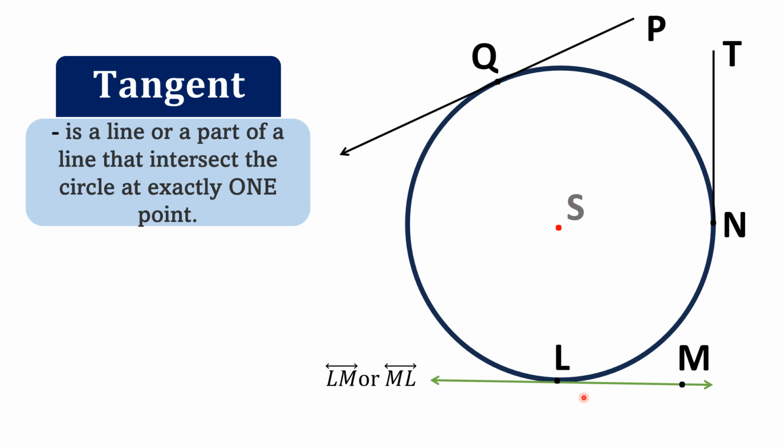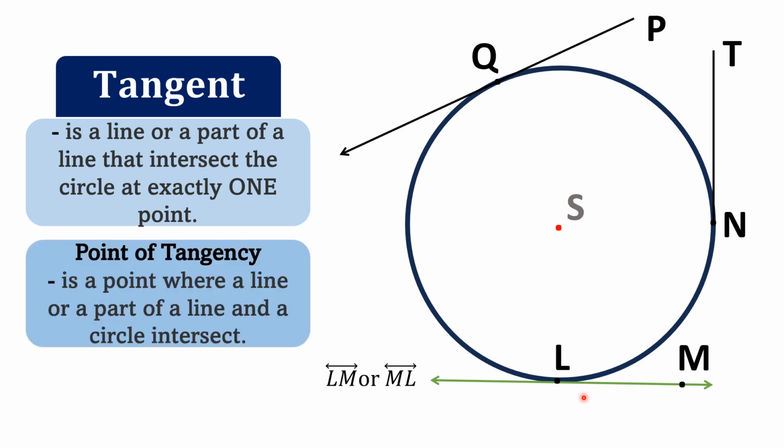The point of tangency is a point where a line or a part of a line and a circle intersect. In this case, the point of intersection of this tangent and circle S is point L.